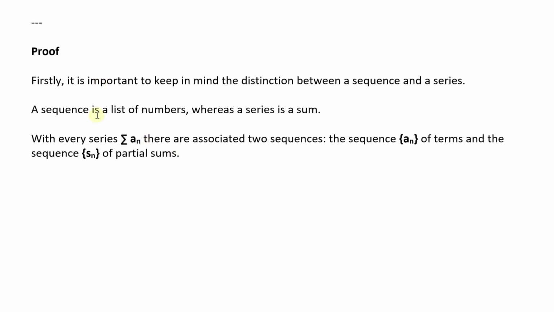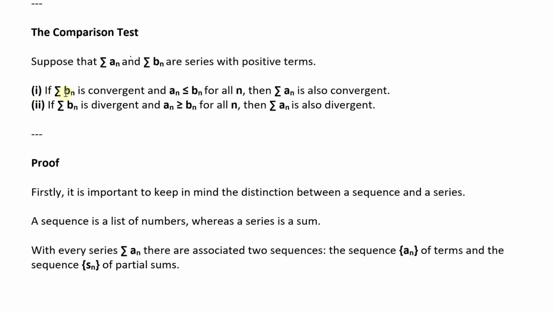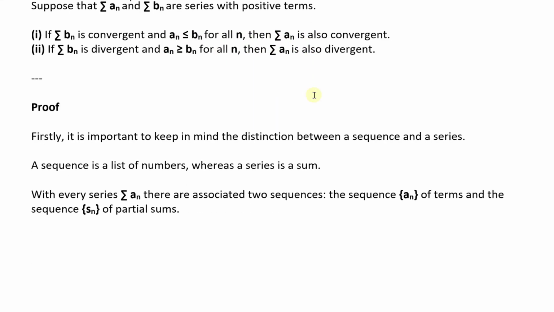Alright, so now that I've got that out of the way, let's look at the proof for the first part of this comparison test: if the series b_n is convergent, and the sequence a_n is less than b_n for all n, in other words all the terms of a_n are less than b_n, then the series a_n is also convergent.